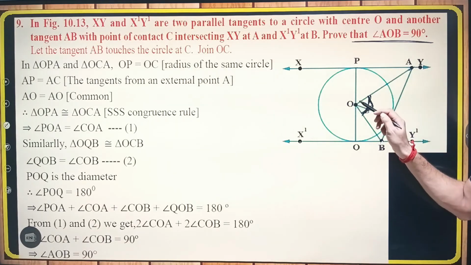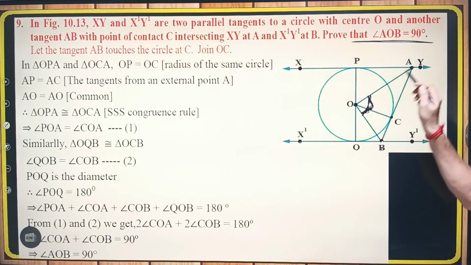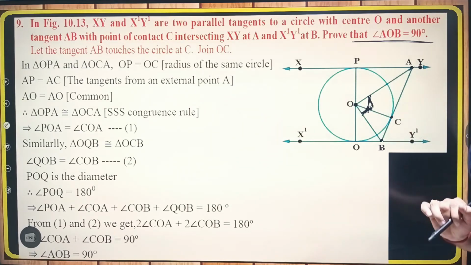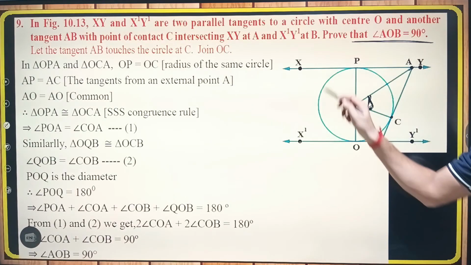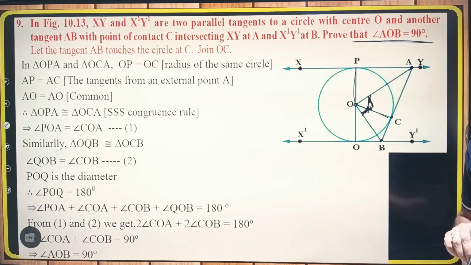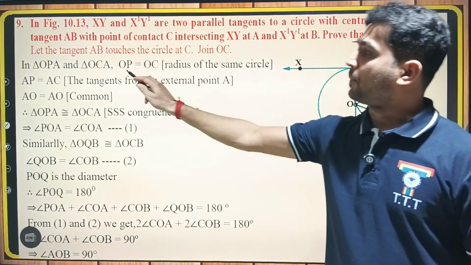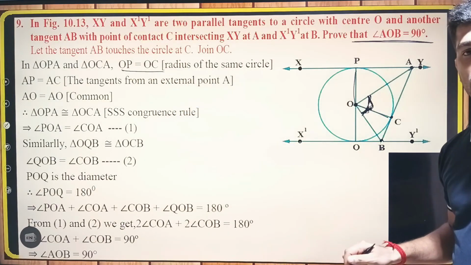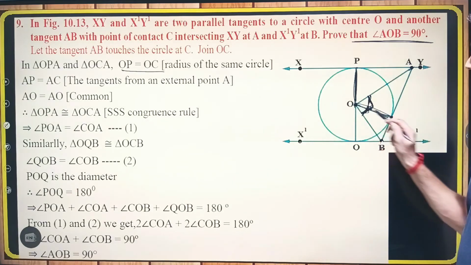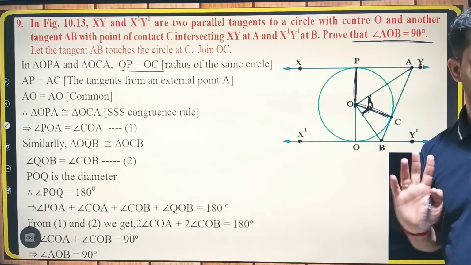In this OPA, OP is radius. In this OCA, OC is again radius. This circle, this is also radius, this is also radius. OP should be equal to OC. OP length should be equal to OC length because both are radius.